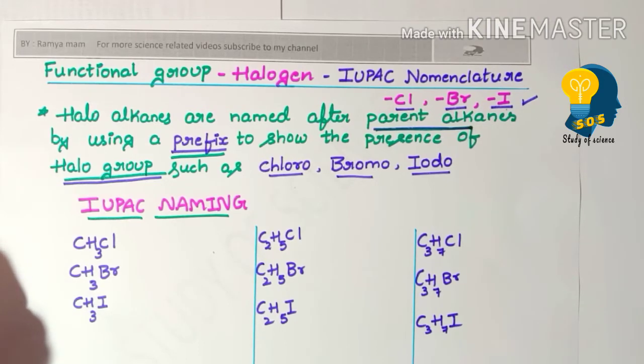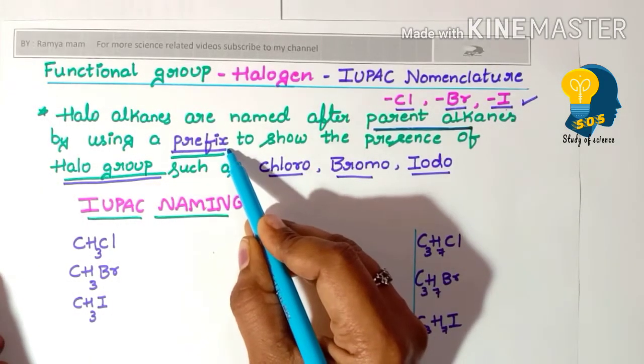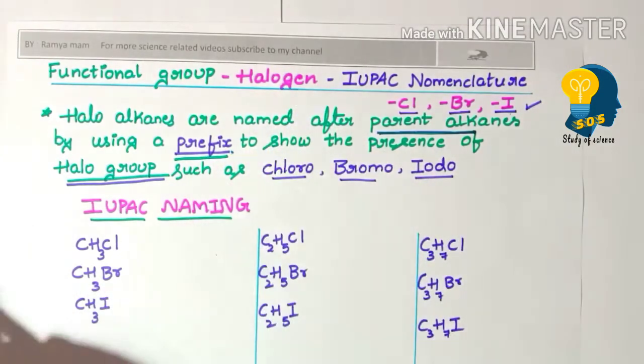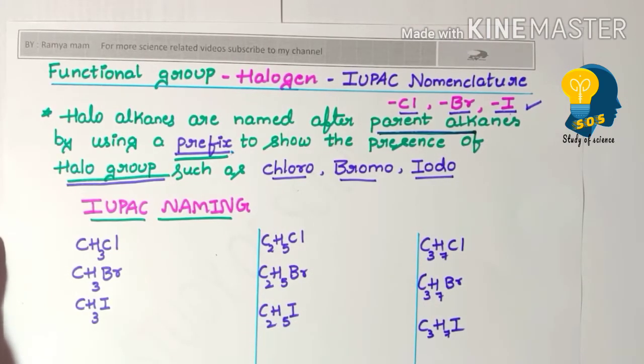As I told you, we are using prefixes, not suffixes. Pre means it comes first, suffix means it comes at the last. Now let us start writing the IUPAC naming. What is the base to write the IUPAC naming?